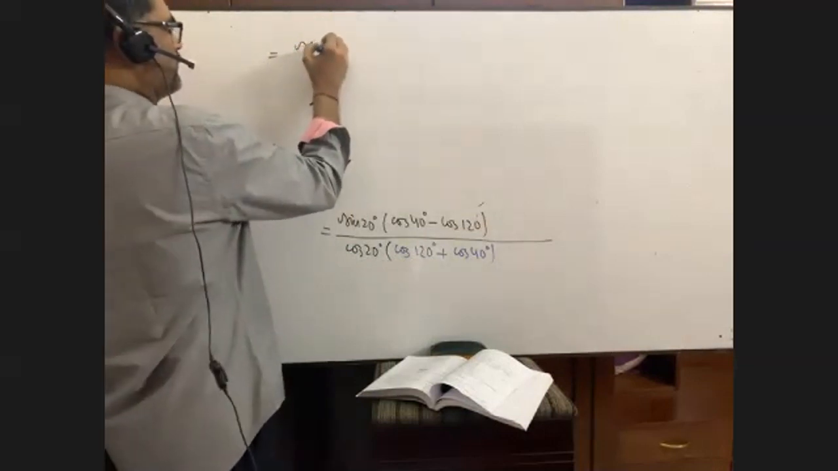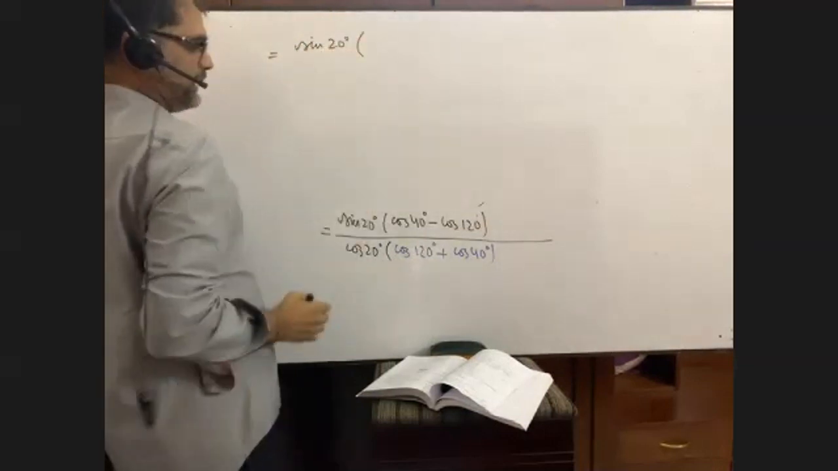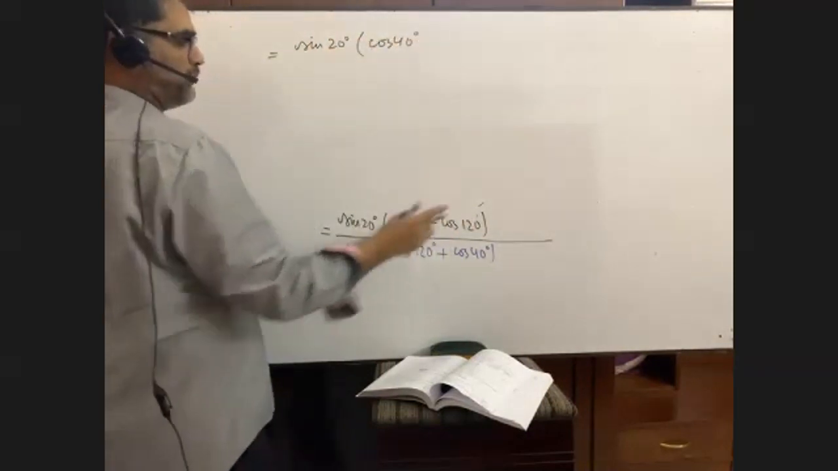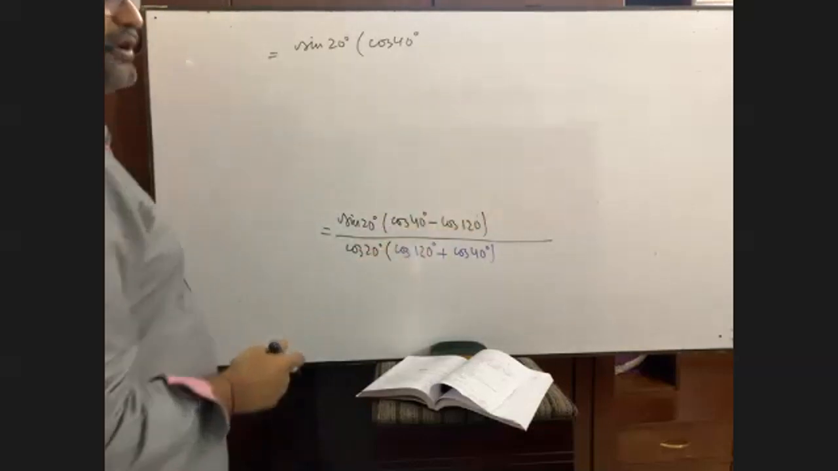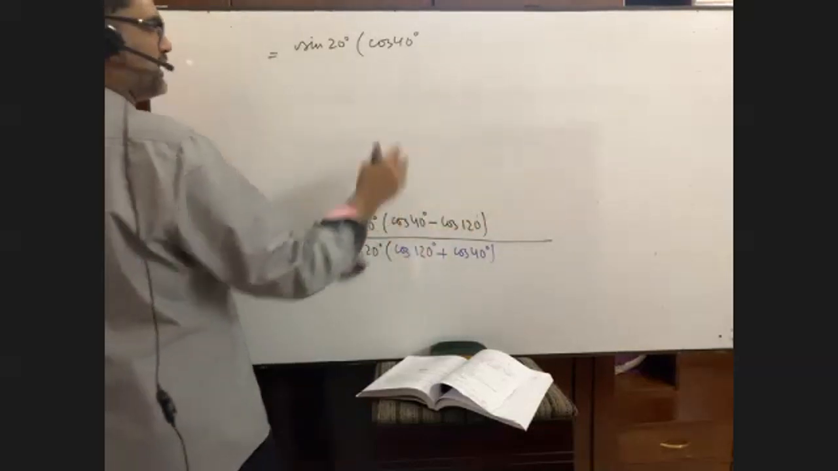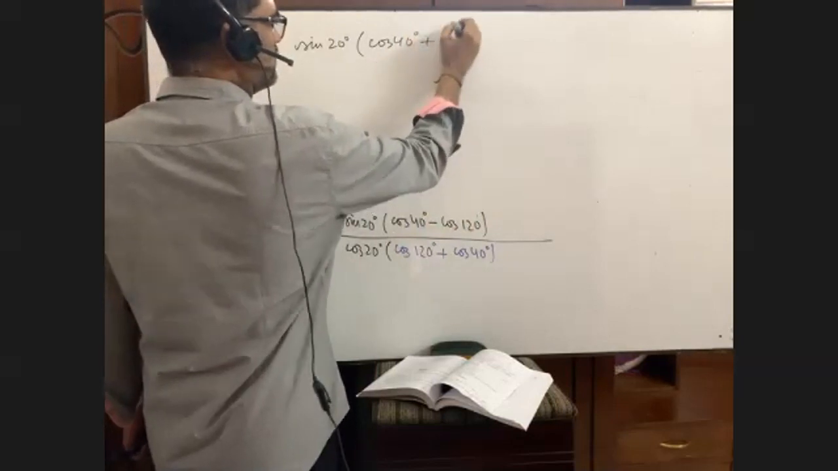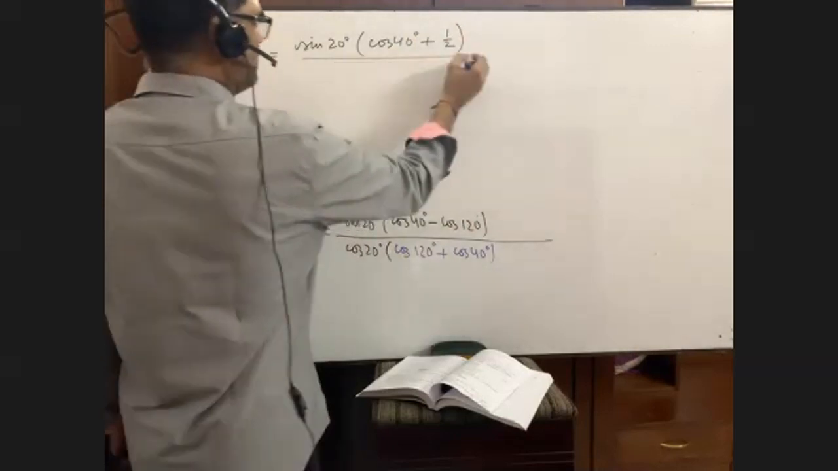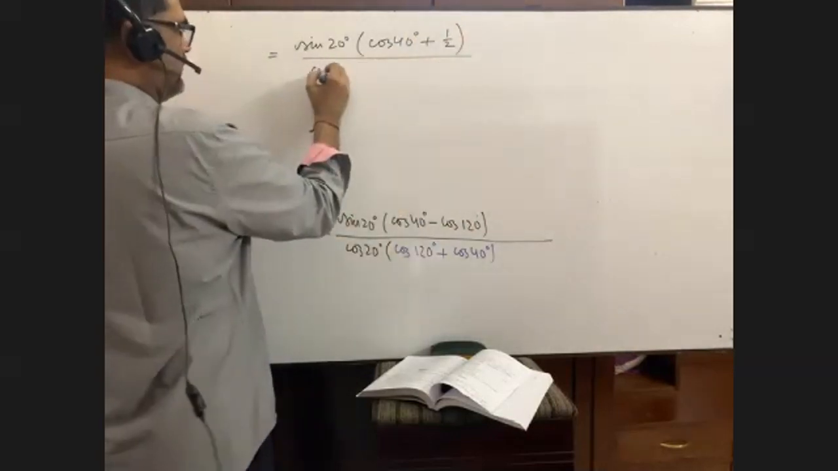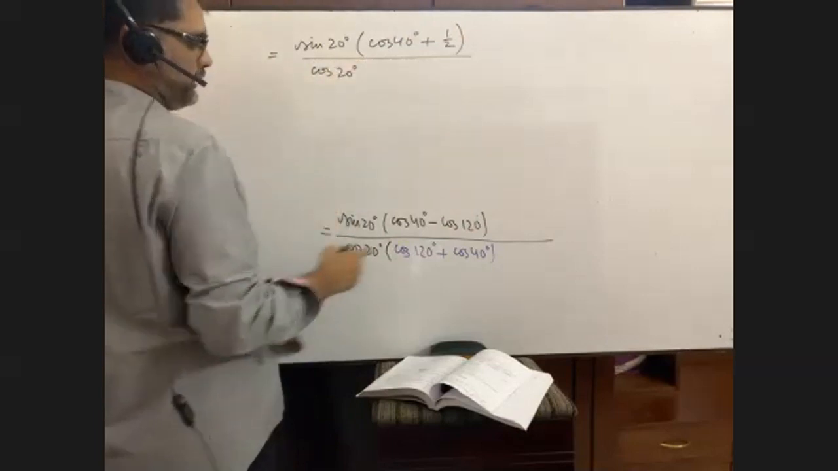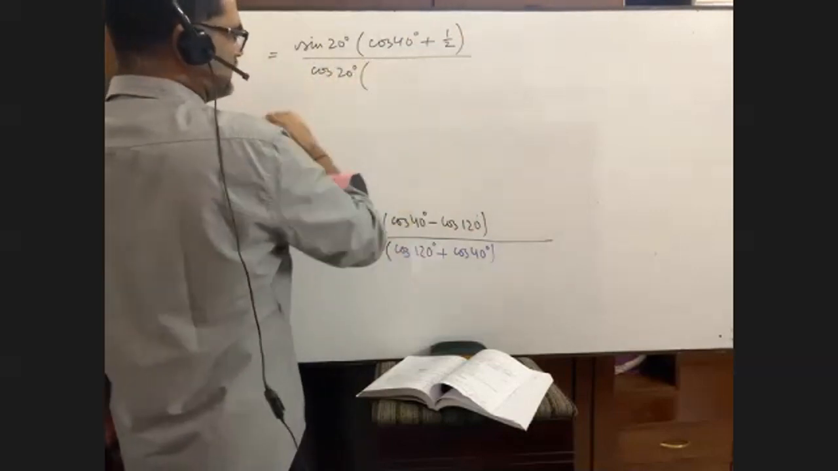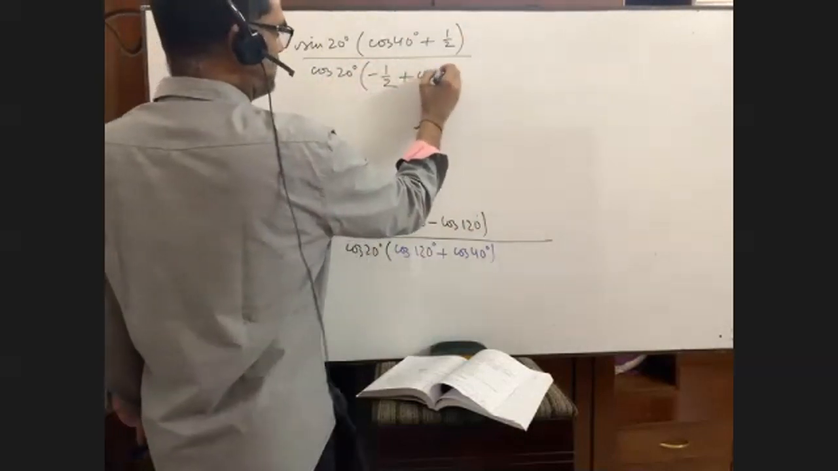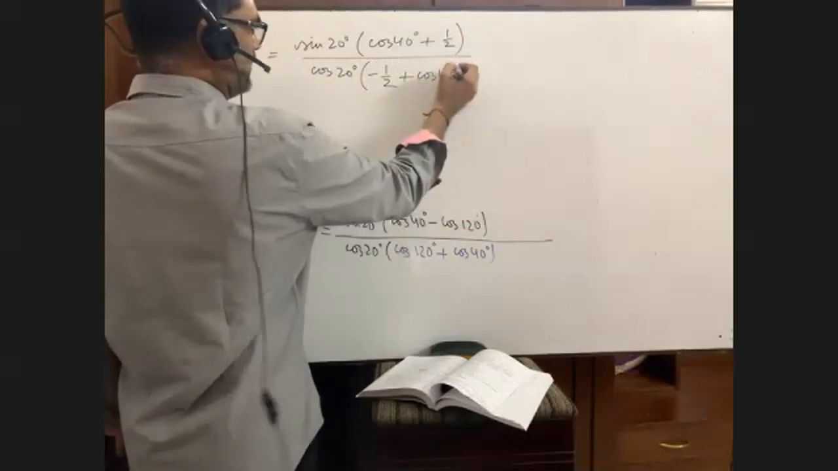Here, sine 20 degree, first bracket, cos 40 degree. Now just let me know what is the value of, like the previous math, cos 120? Minus half, right? Am I right? Yes, sir. Then it is cos 20, again cos of 120, that is again minus half, plus cos 40 degree.